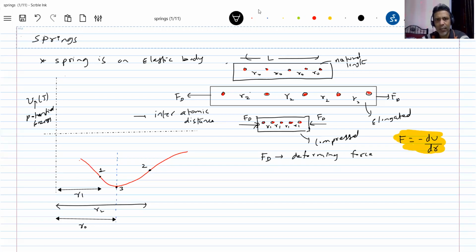So let's come to point 2. At point 2, what is the distance between atoms? It is more than the natural length. So I'll calculate the slope at this particular point. If I calculate the slope, is it positive or negative? Positive slope. Yes, sir, positive.